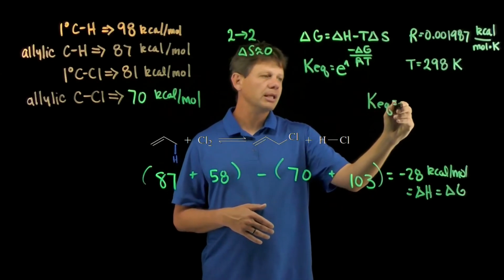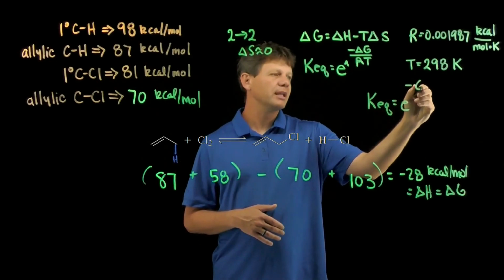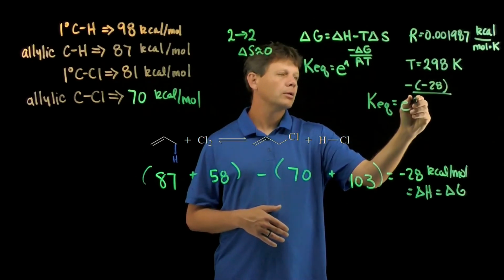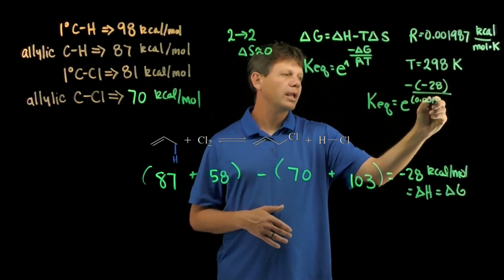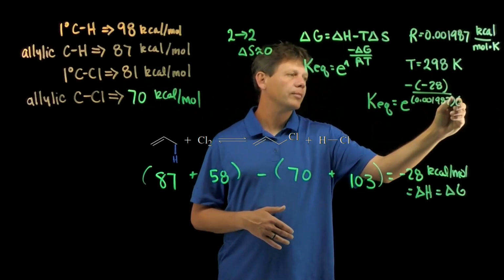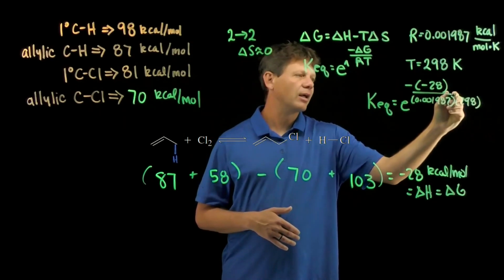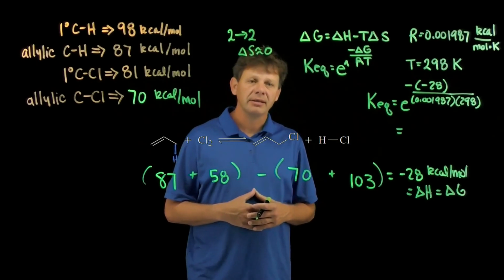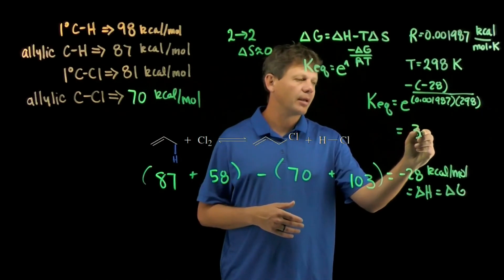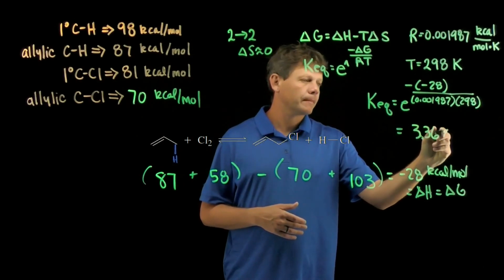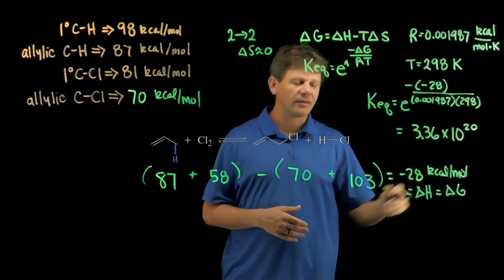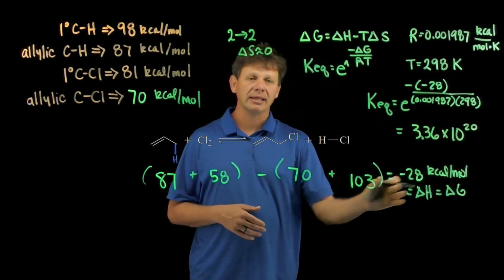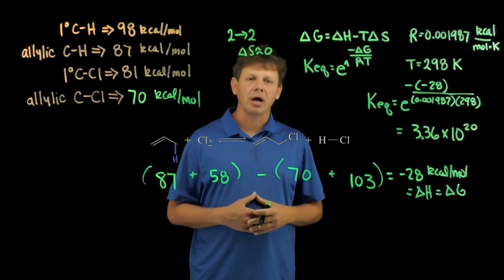KEQ is going to be equal to E to the negative 28 over 0.001987, the value for R, 298, the value for temperature. If we do this, we get a KEQ that is 3.36 times 10 to the 20. So a highly favorable reaction, which makes sense based on a highly exothermic or exergonic process.